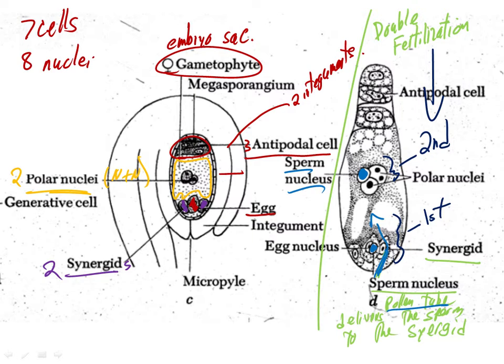The first one is going to produce the embryo. And the second one is going to produce a triploid, 3N tissue. We'll learn the name of that tissue in a minute. So, egg down here, diploid, embryo, and a triploid tissue in the center, really weird triploid tissue.